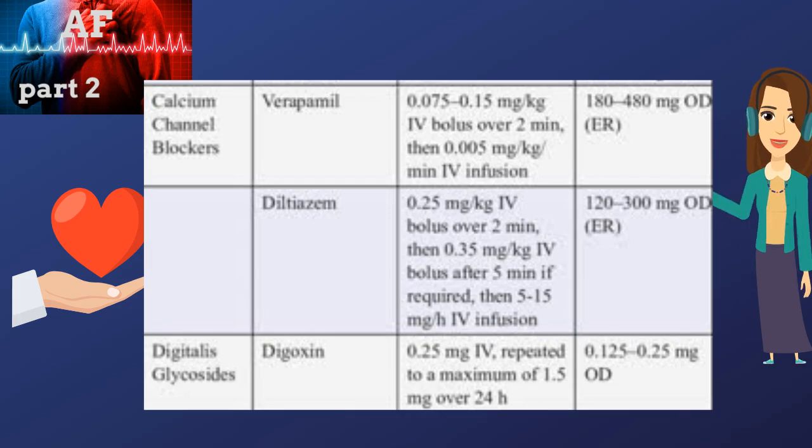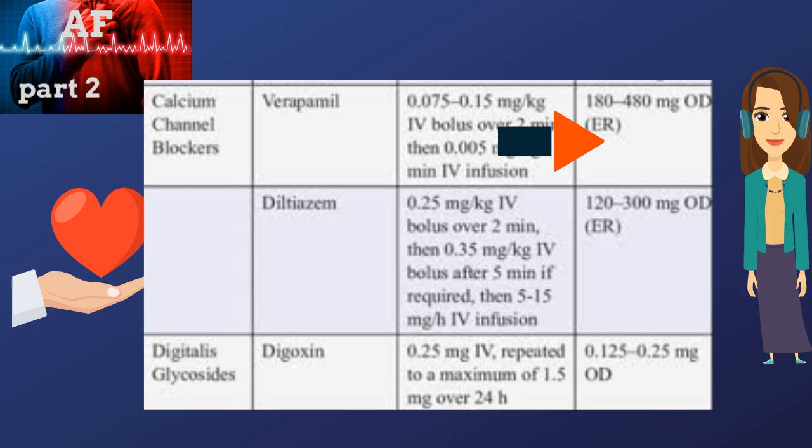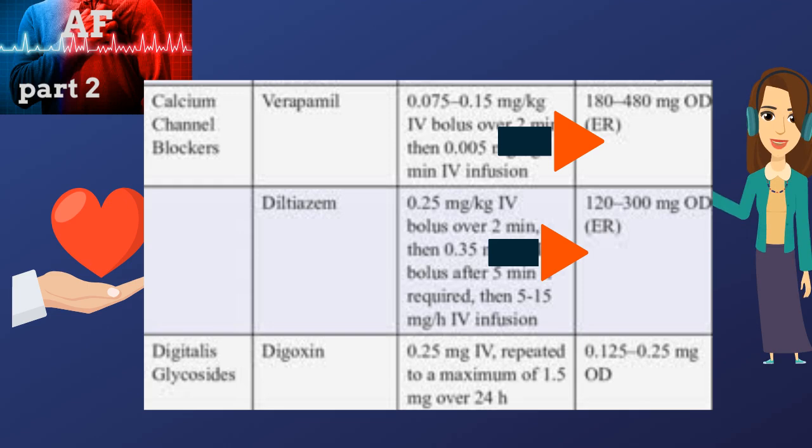Oral dose of verapamil, 40 milligram 3 or 4 times per day. It can increase to maximum 360 milligram per day in divided dose. Diltiazem start as 30 milligram 4 times daily. Maximum dose 360 to 480 per day.